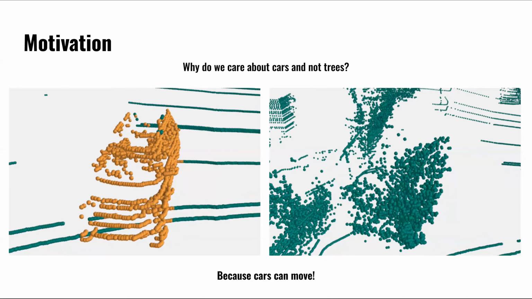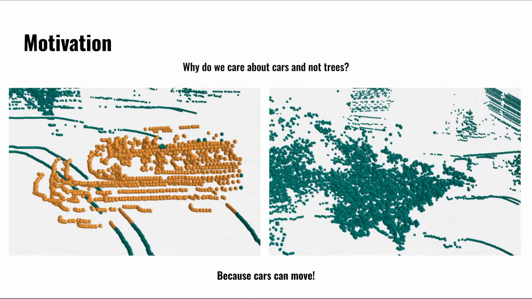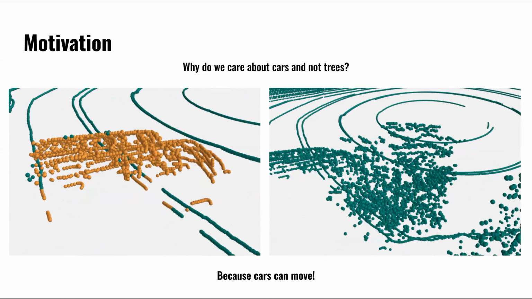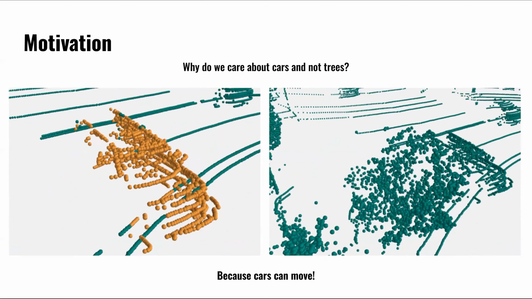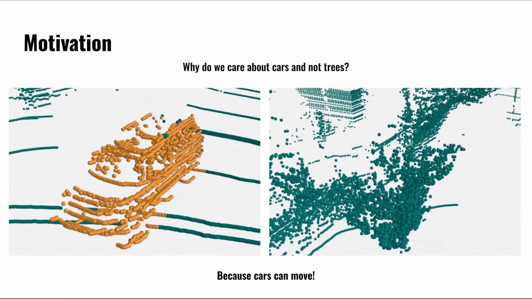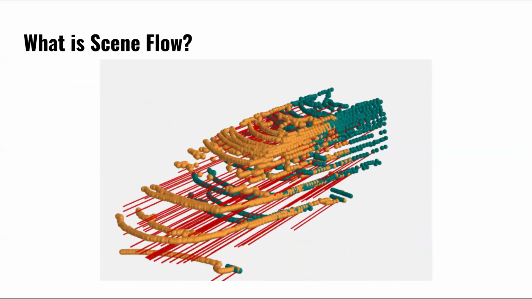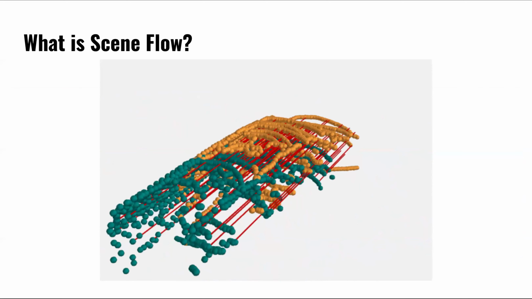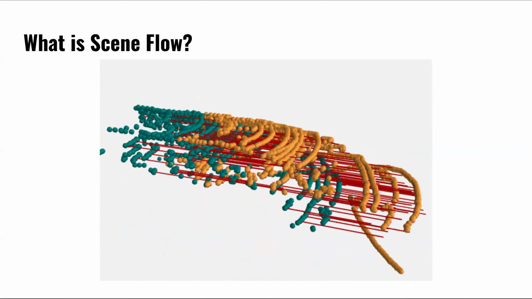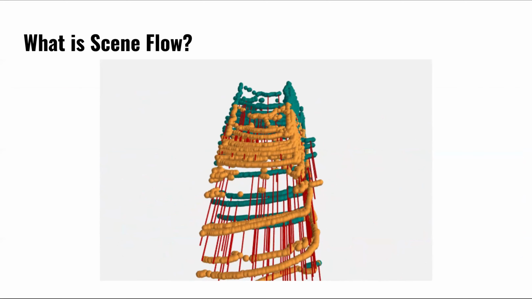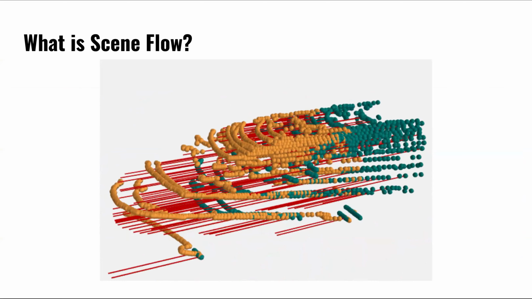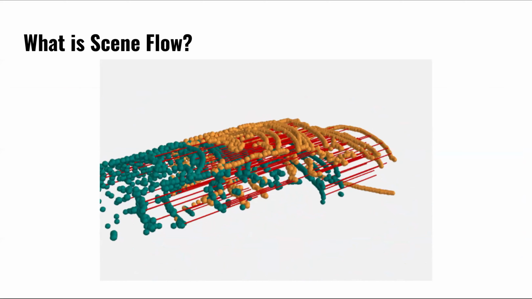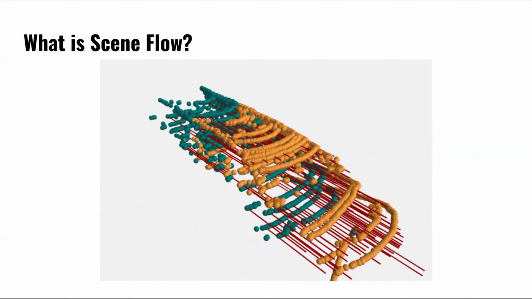So first, why do we care about cars but not trees? Cars move, right? When you're driving in the real world, you typically care a lot about the movers because they aren't just static obstacles that you need to avoid. So what is scene flow? It's the task of predicting motion vectors between 2 point clouds on a per point basis. So you can see here a car, right? The original point cloud was the dark green one. The orange one is the T+1 time step. And the red vectors are the flow vectors that you're basically trying to predict on a per point basis between them.